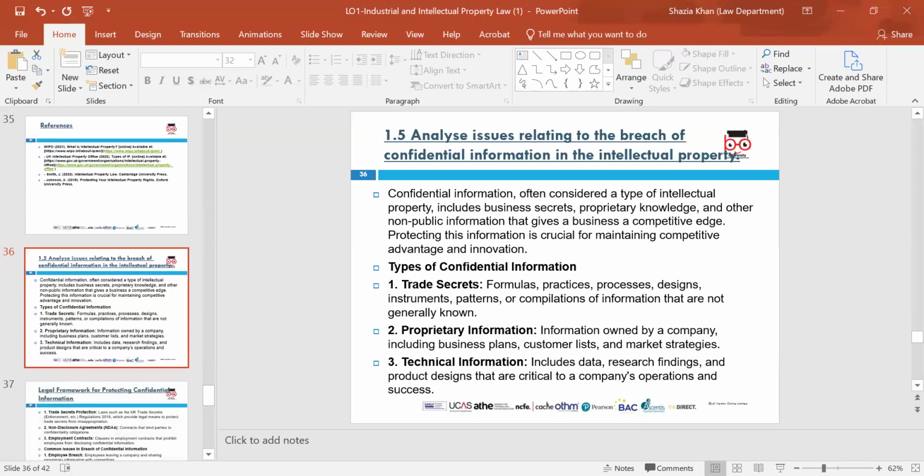Now we're moving on to 1.5, which is to analyse issues related to the breach of confidential information in intellectual property. Why is confidentiality so important in intellectual property? In general terms, intellectual property rights infringement is any breach of intellectual property rights. Intellectual rights are infringed when a work protected by intellectual property law is used, copied, or otherwise exploited without proper permission from the person who owns those rights. So it's really important that people identify this.